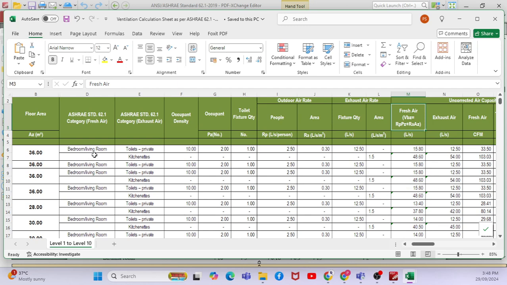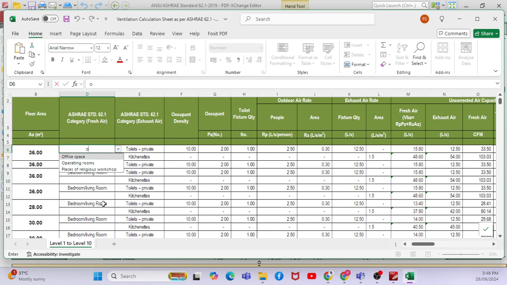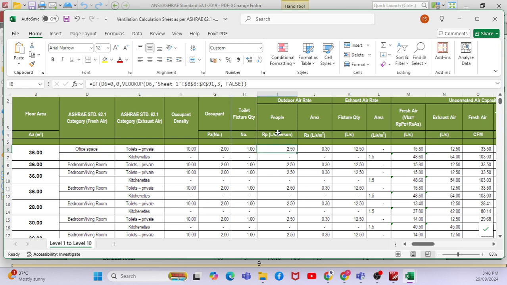Say for example, I have an office area. This Excel sheet is prepared as per ASHRAE 62.1. You can choose any of the occupancy categories. Assume that I have an office space. Then just click O, and it will show office spaces. Click here, and it will change based on that. See here, 2.5 liter per second for the people and 0.3 for the area, right? So it will calculate accordingly.